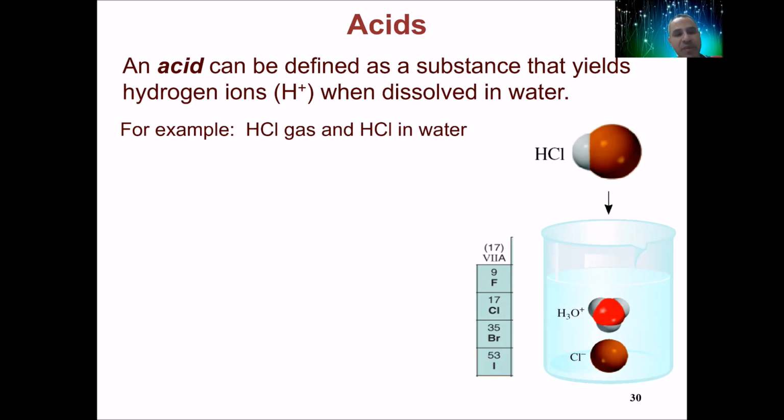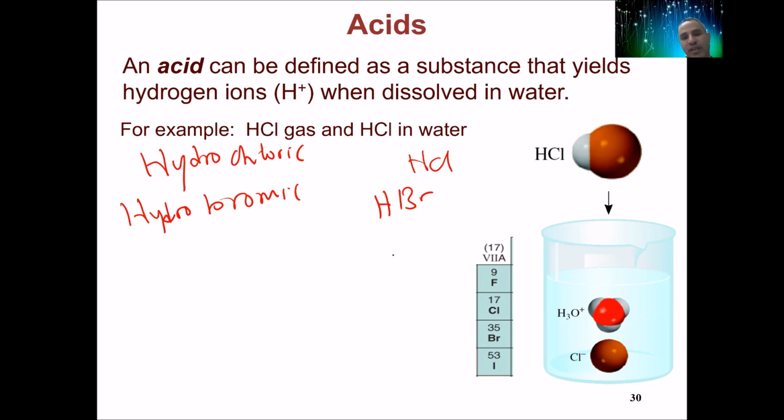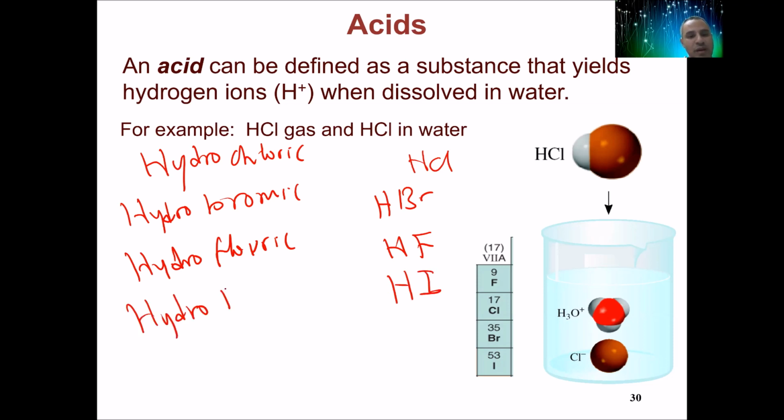And in this case, naming all these acids will follow the same rules, which is hydro and then the halogen name. So for chlorine, it's going to be hydrochloric. For bromine or HBr, it's going to be hydrobromic. For HF, it's hydrofluoric. For HI, it's hydroiodic.